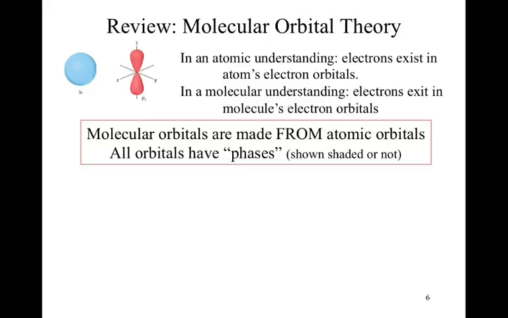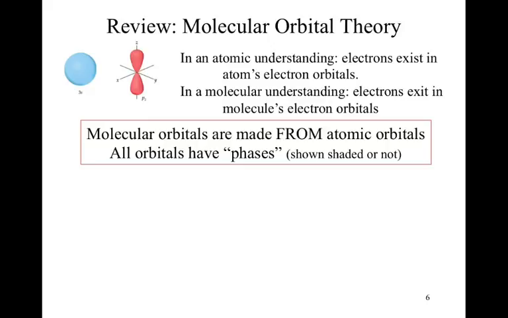Electronegativity, for instance. So when we look at our atomic understanding of the atom, our electrons exist in an atom's electron orbitals, and we came up with the s, p, d, all of those fun things that you may have remembered from Gen Chem, if not from first semester organic. In a molecular understanding, those electrons now have to exist in a molecule's electron orbitals. They can no longer be atomic because the electrons aren't on an atom. They're being shared between atoms. So now our orbital discussion has to change.